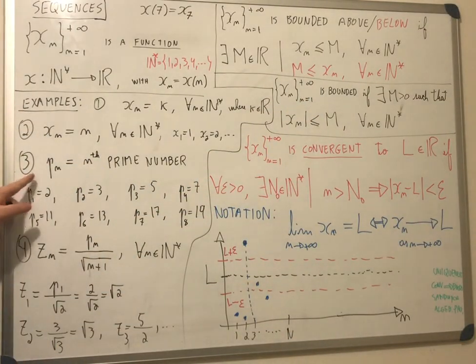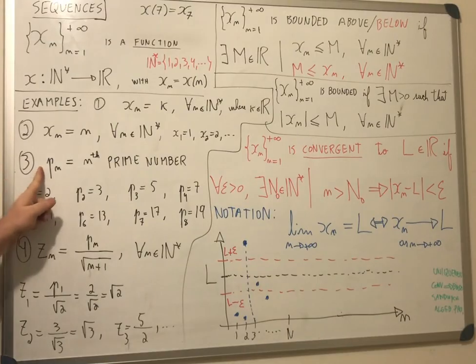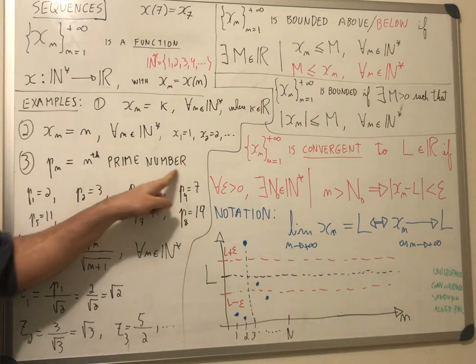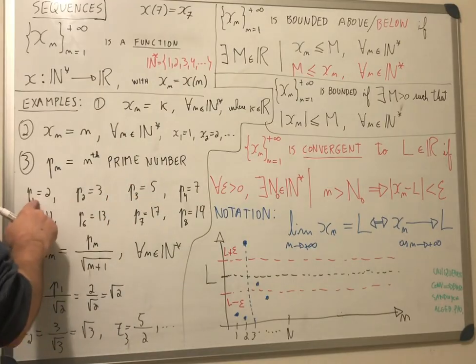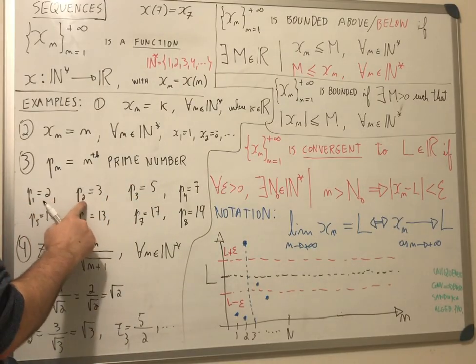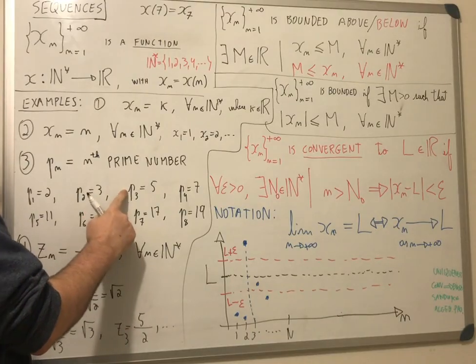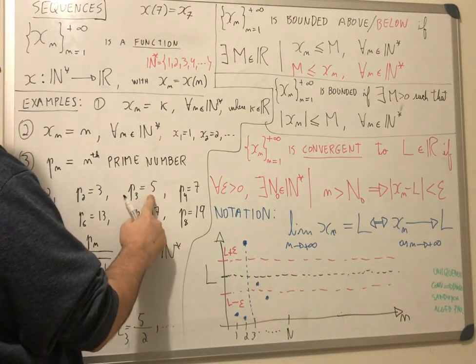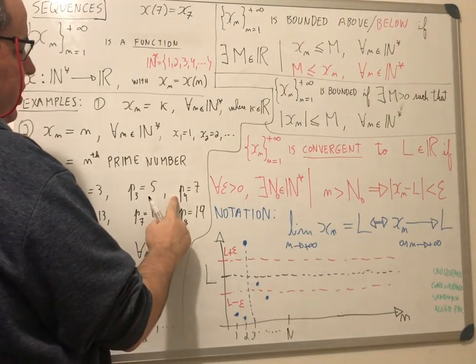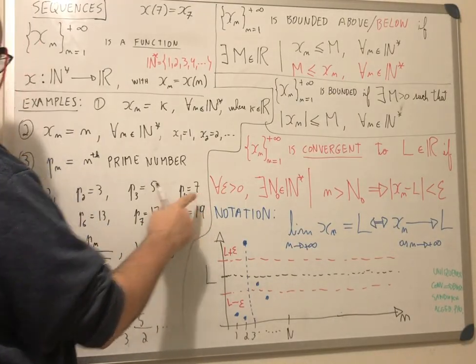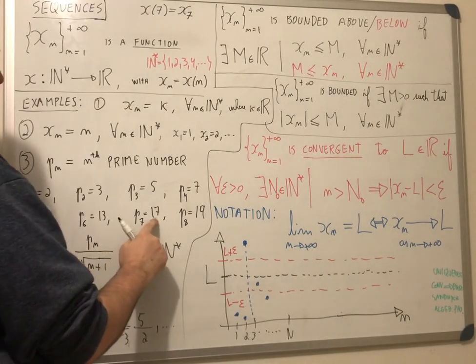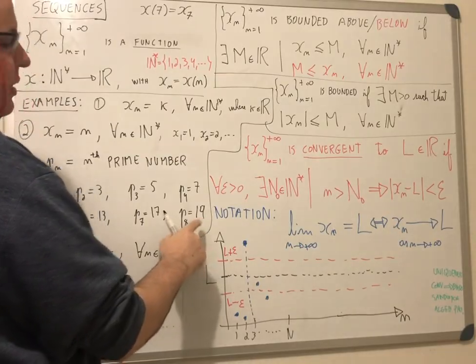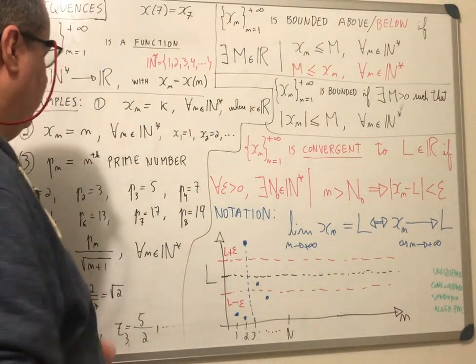Okay. Third example, p_n. Instead of x I'm using p, because now this is the sequence of prime numbers. So p_n is the nth prime number. So p_1 is the first prime number, which is 2, p_2 is the second prime number, which is 3, p_3 is the third prime number, which is 5, p_4 is the next prime number, which is 7, p_5 is 11, p_6 is 13, p_7 17, p_8 19, p_9 23, and so on and so forth.